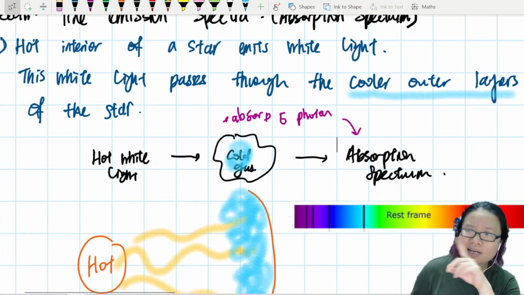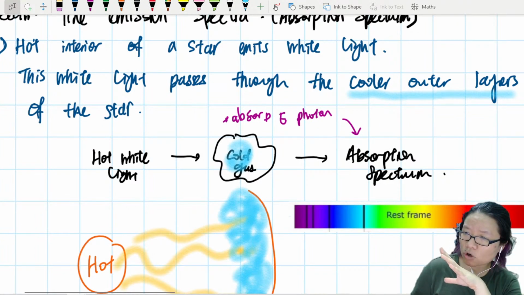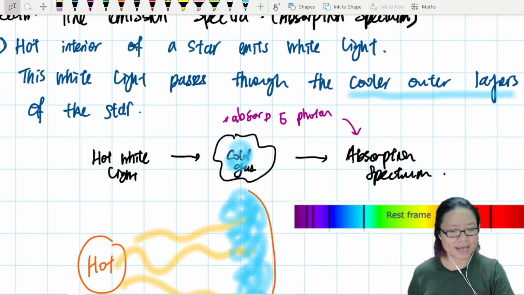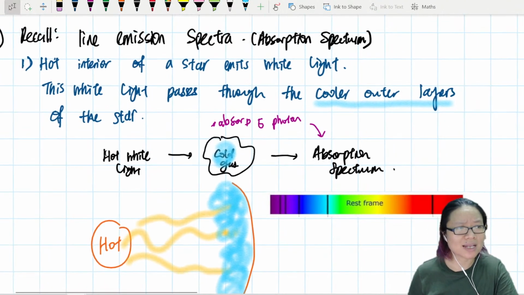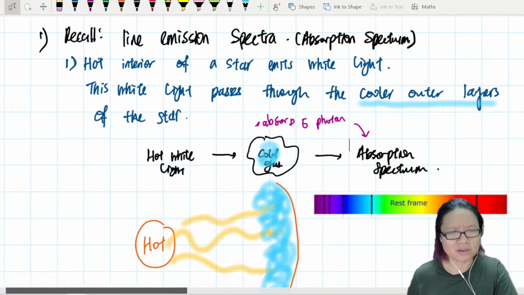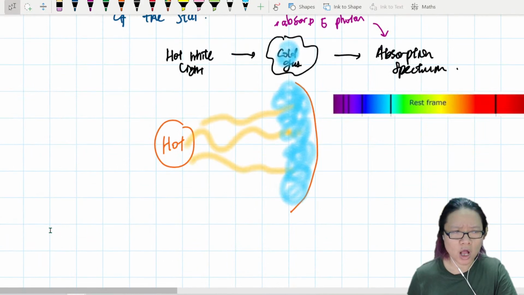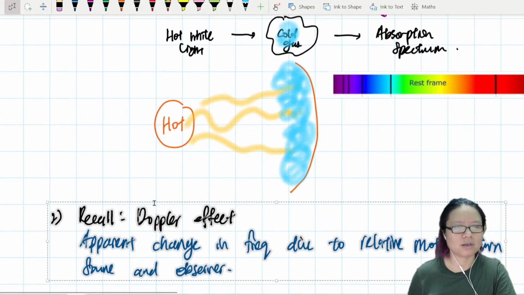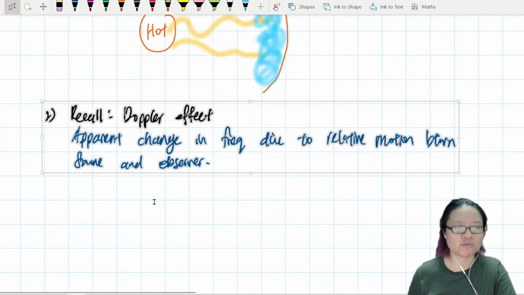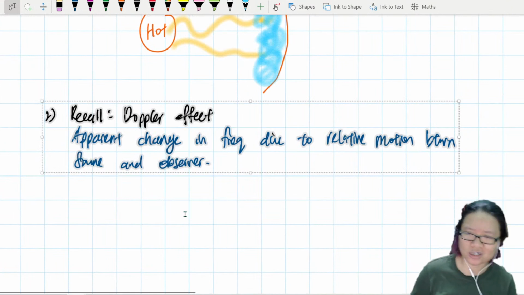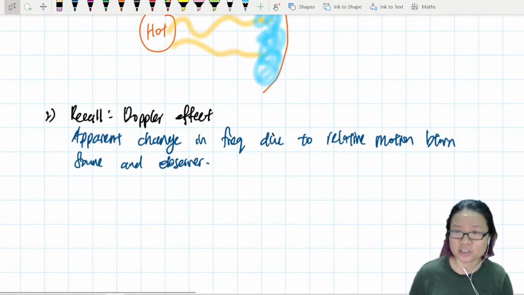That's the first thing. The second idea that we need to talk about is from your AS. Light is a wave, and because it's a wave, it will show the Doppler effect. It's the apparent change in frequency due to relative motion between the source and the observer. You can say it fast in Sheldon's voice.